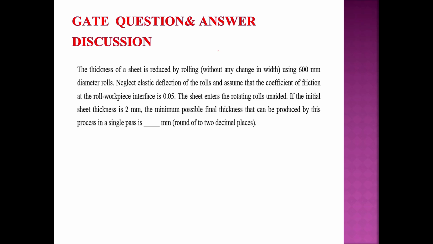So given is diameter equal to 600 mm, so radius is 300 mm. Coefficient of friction 0.05, and H1 equal to 2 mm, and H2 we want to calculate. This is what is given.